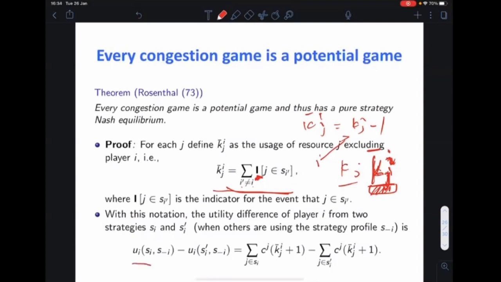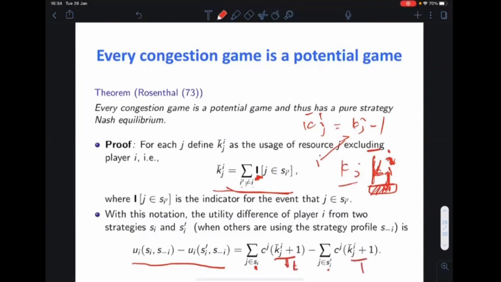So then you can write down this utility difference if you move from S_i to S_i prime. This S_i prime is, remember, a set of resources that this user, driver I, is using. S_i prime is the alternative set of resources I am going to use to achieve my goal. I want to see the difference between these utilities. I think this is basically the calculation, right?